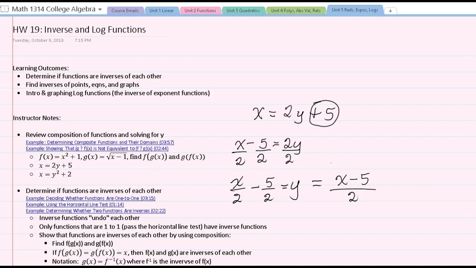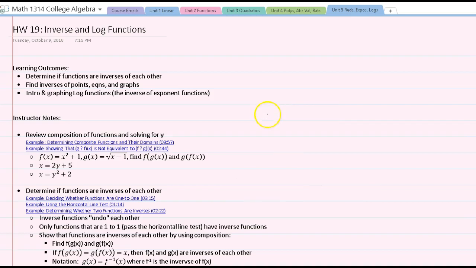Either one will work, so I just wanted to make sure you remembered how to solve for y. And we're going to do it again with a little bit more complicated problem. So here we have x is equal to y squared plus 2. So again, we're going to solve for y, so I'm going to subtract 2 from both sides. So I get x minus 2 is equal to y squared.